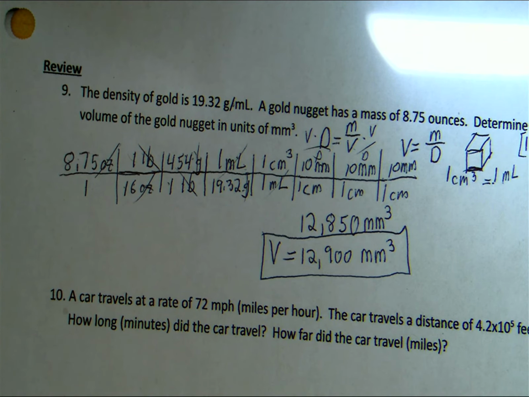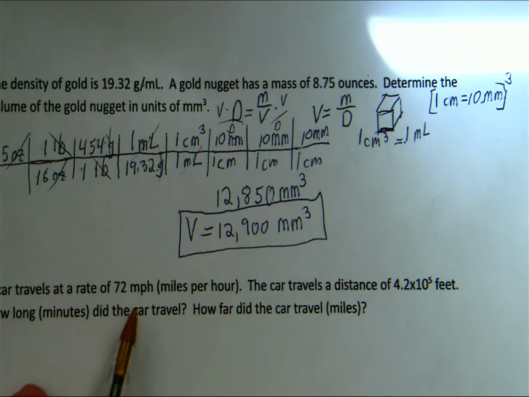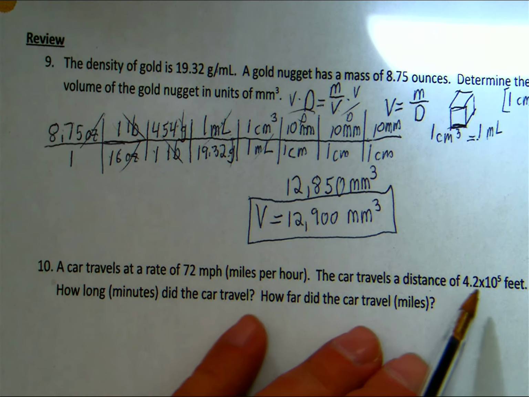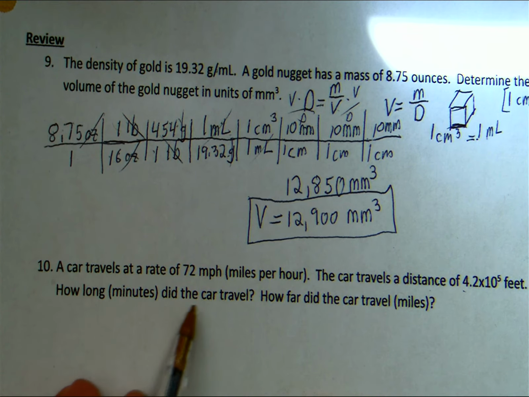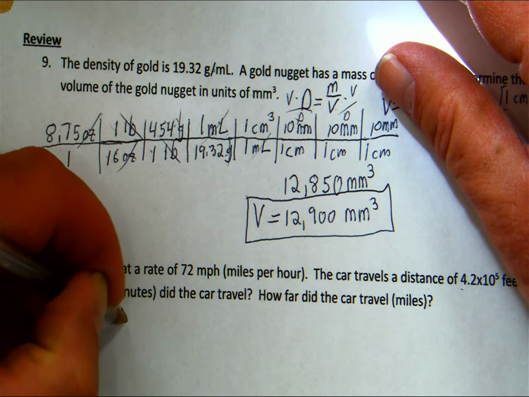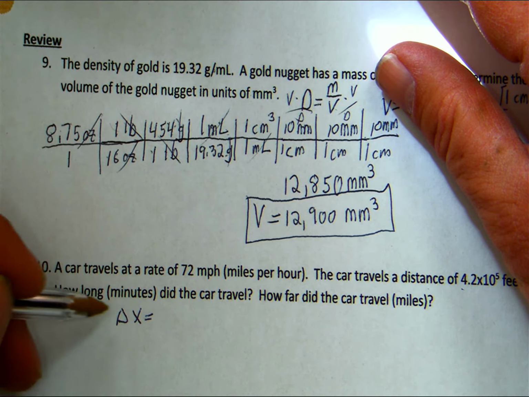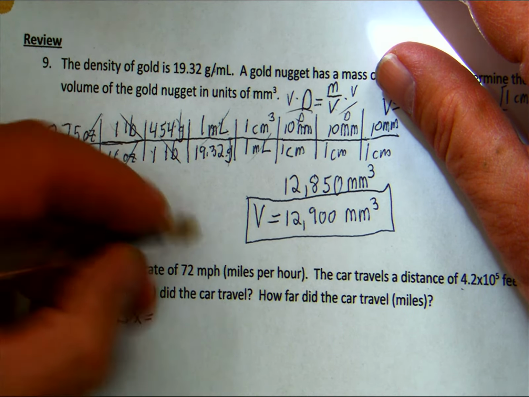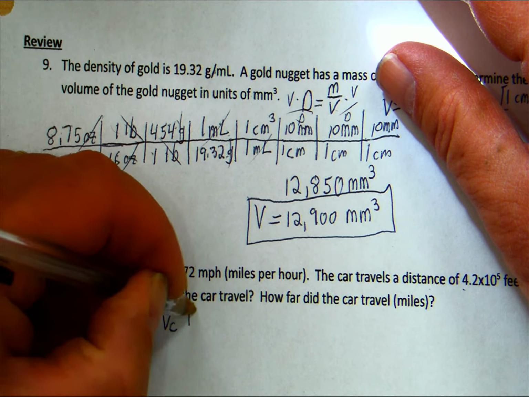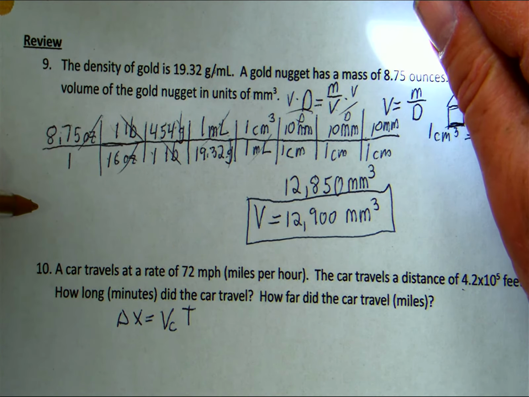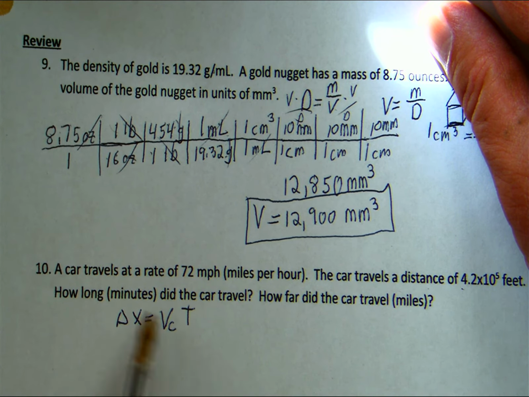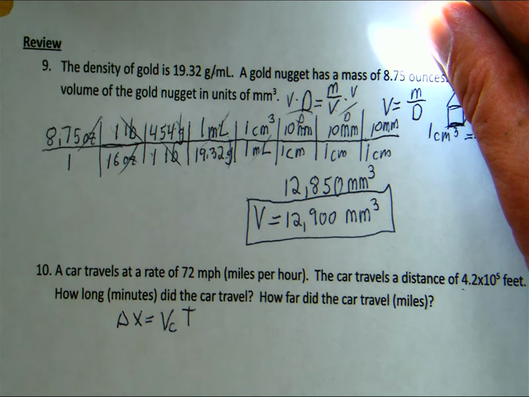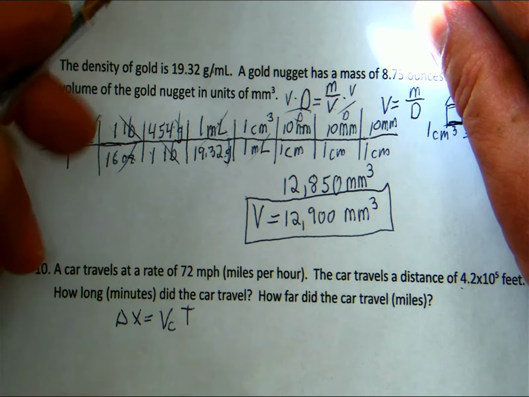And finally, number 10. A car travels at a rate of 72 miles per hour. The car travels a distance of 4.2 times 10 to the fifth power feet. How long in minutes did the car travel, and how far did the car travel? The formula is the distance that you travel, or in this case, the displacement, is equal to your constant speed times time. We have miles, hours, feet, minutes. So we do need to do some conversions here.